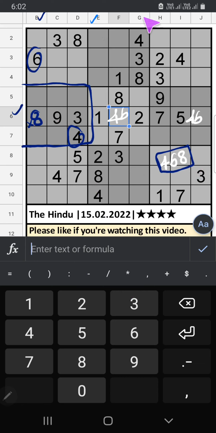Column E and column G, we have 4. So 4 can't come these cells. Then 4 is confirmed here. Then 6 is here.